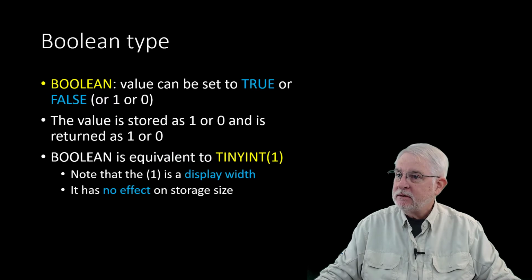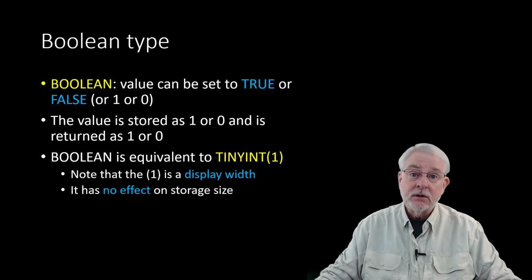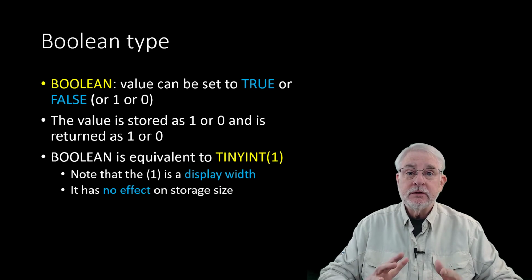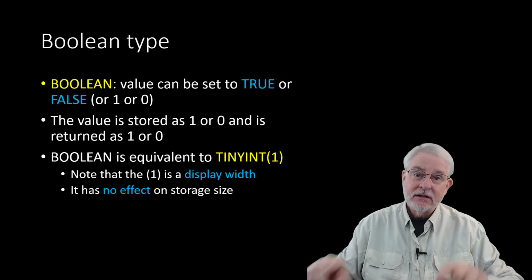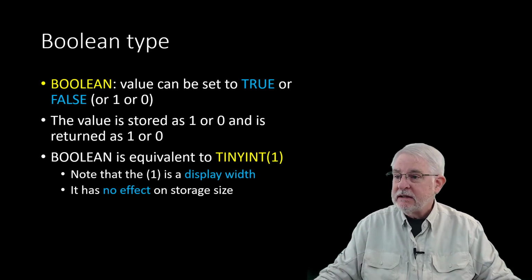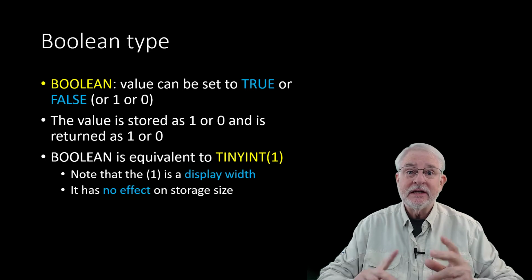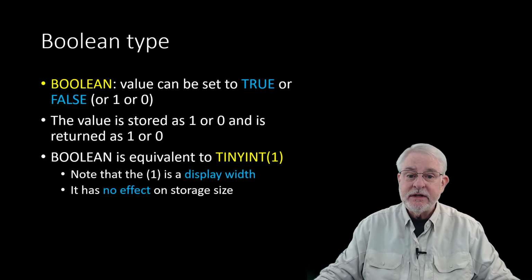There's a Boolean type, which you can set to true or false, or 1 or 0. Inside the database, it stores it as 1 or 0 and is returned as 1 or 0. So if you create the column with a type Boolean, it actually converts it to tinyint(1). Note that the 1 is a display width, so it has no effect on storage size. You can actually take your Boolean value and set it to 15 if you want. There's nothing to prevent that from happening.